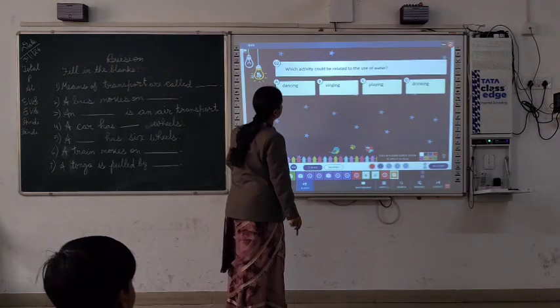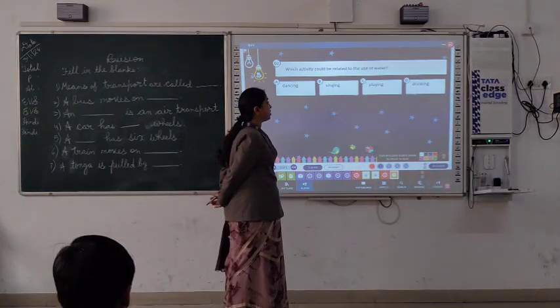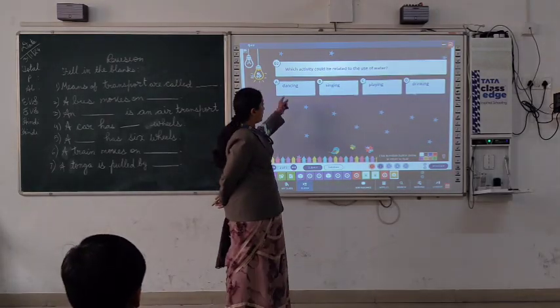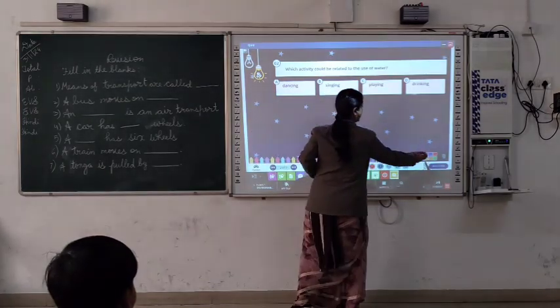Then number 2, which activity could be related to the use of water? Means, in which activity do we need water? Dancing, singing, playing or drinking? Drinking.